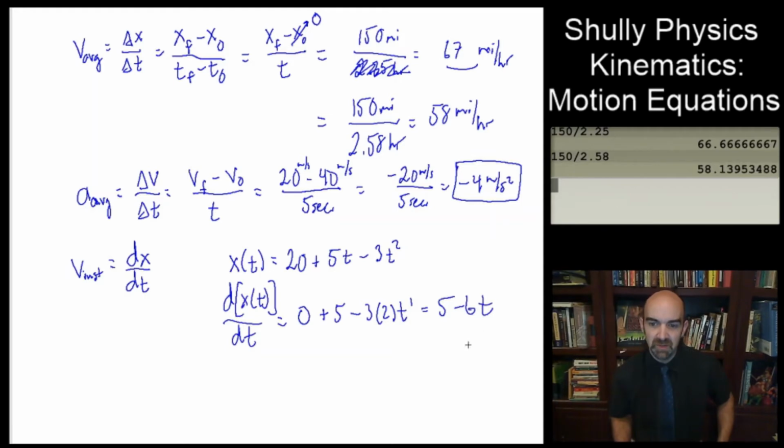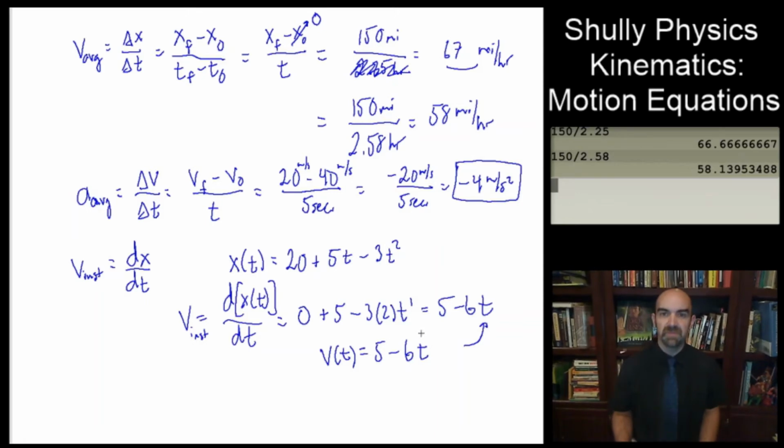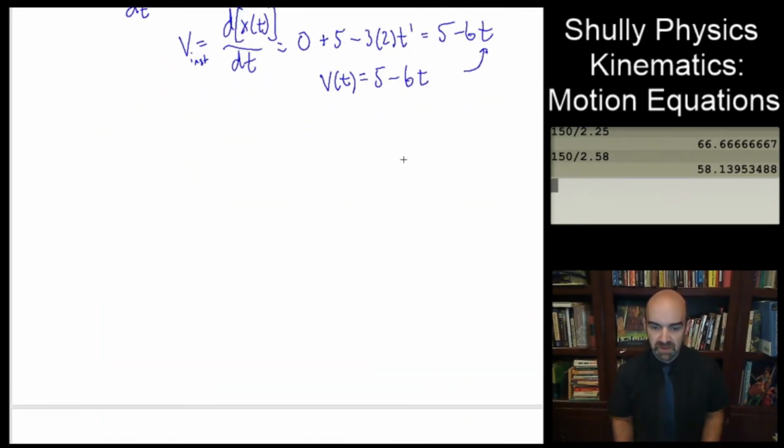And look at that. We can plug in any value for time and figure out what that instantaneous velocity is. All right, so we'd have a v of t function now that's equal to 5 minus 6t. All right, move this down a little bit. All right, so what do we do with this?